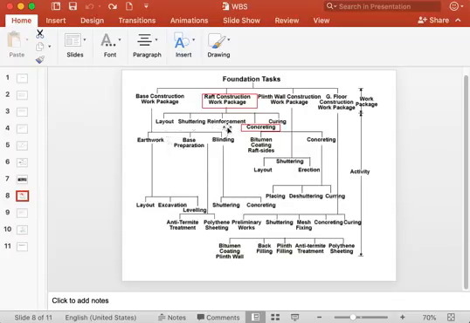So from among the activities that are required to complete the raft construction work package, we will take the example of concreting. How this concreting is broken down into further work elements called operations.